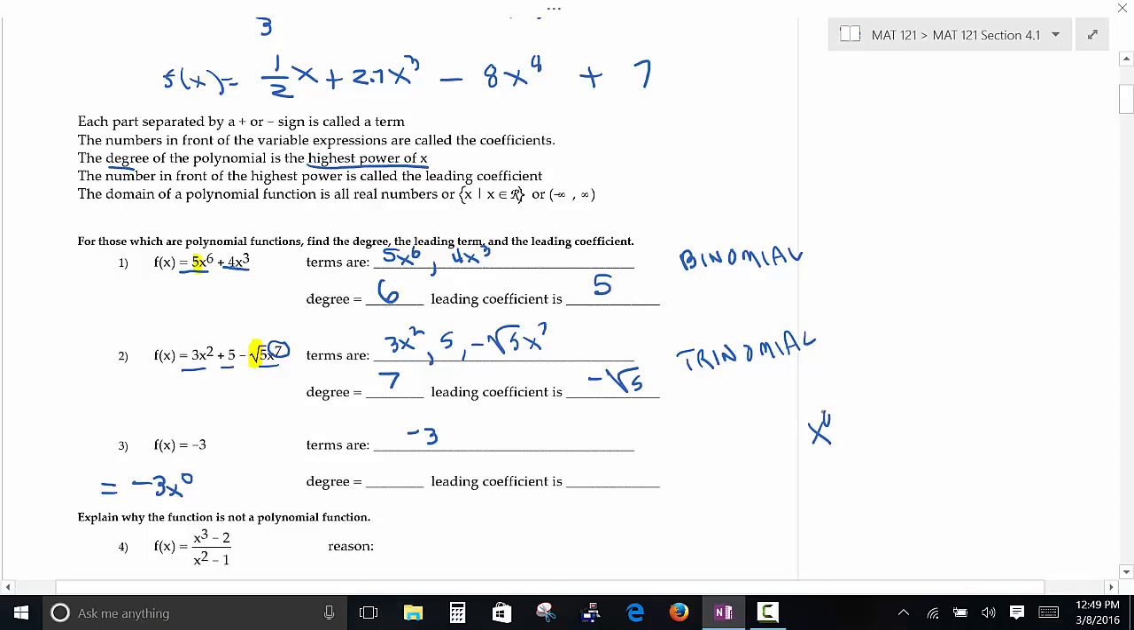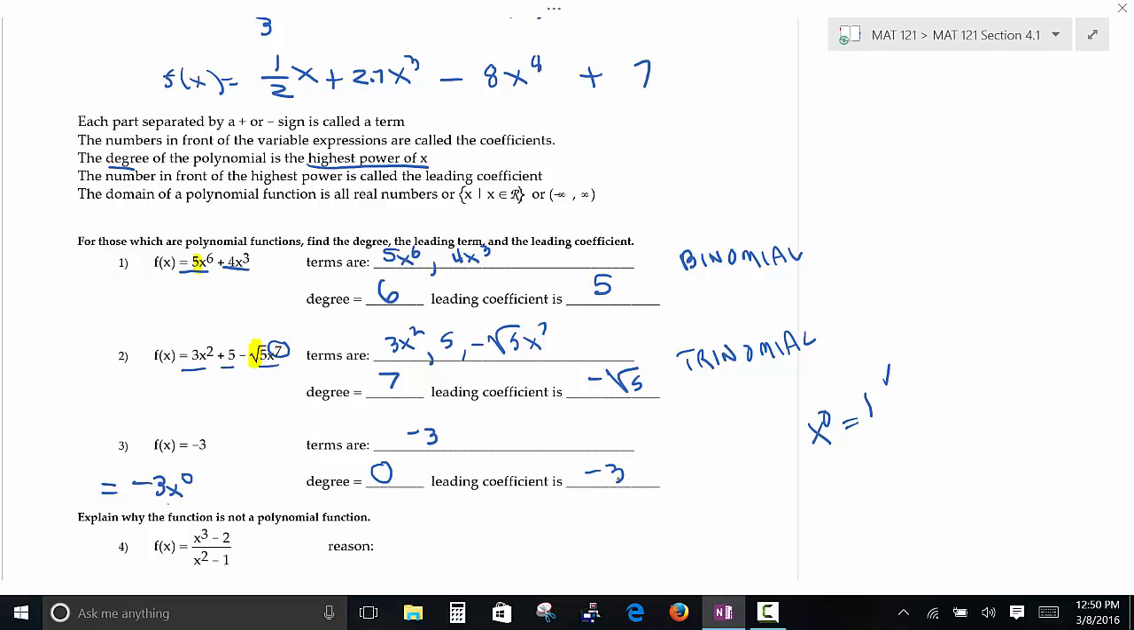From your background, what is x to the 0? Anything to the 0 power is 1. So this is really just saying negative 3 times 1, right? So what we would say is the degree is 0 for that reason, and the leading coefficient would be negative 3. If you just have a constant term, that really is the coefficient of x to the 0. You have to know that x to the 0 is 1. Does that make any sense?